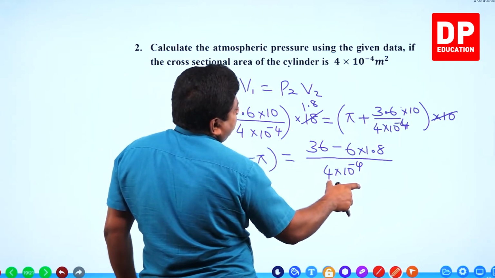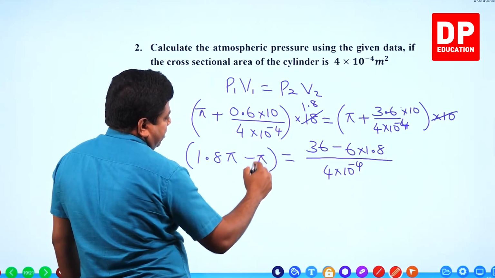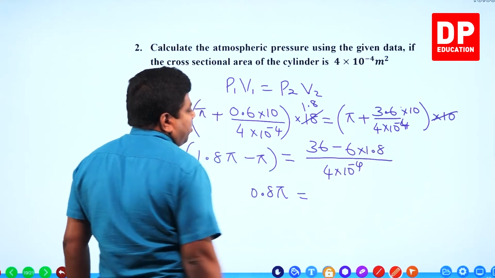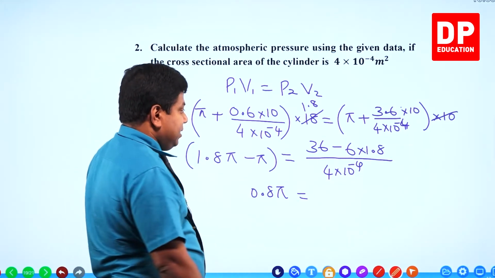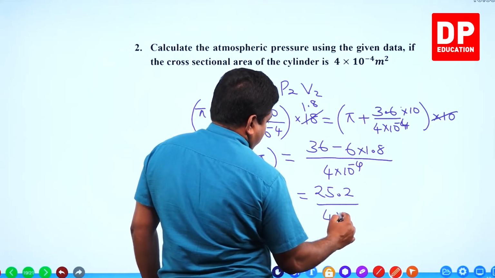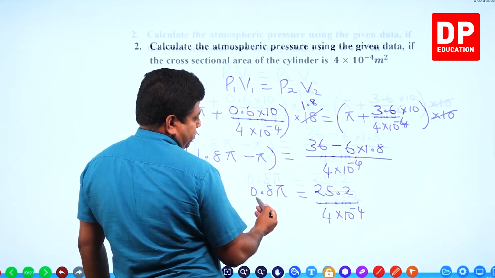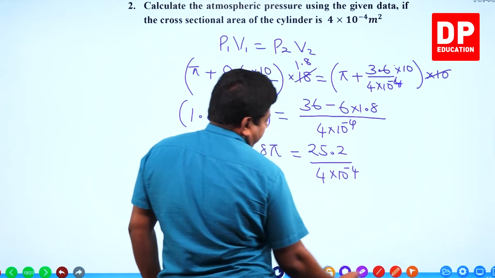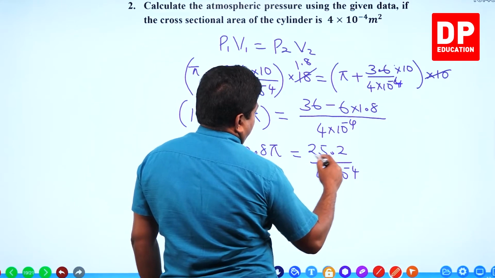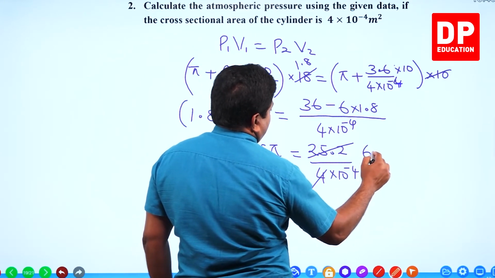4 into 10 to the power minus 4 is common. Here you have 36. Here you have 6 into 1.8. So this is 0.8 Pi equals, this is 10.8. 1.8 into 6 is 10.8. 36 minus 10.8 is 25.2 over 4 into 10 to the power minus 4. That will be, let's see if I can divide that by 4. If you divide that by 4, 6.3.